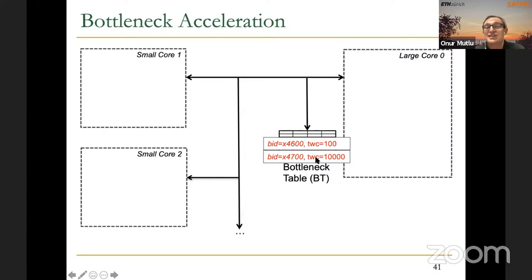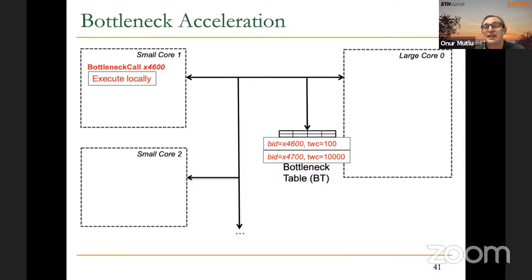We now, in the bottleneck table, assume that we have two different bottleneck IDs, 4600 and 4700. They have two different thread waiting cycles, 100 and 10,000. Let's take a look at what happens. Small core gets a bottleneck call, 4600. It queries the bottleneck table asking, is this a critical bottleneck? And the bottleneck table says, no, your thread waiting cycles for this bottleneck is too small. It's smaller than the threshold. So please execute this bottleneck locally. And the small core says, okay, I'm going to execute this locally. So nothing needs to be done.